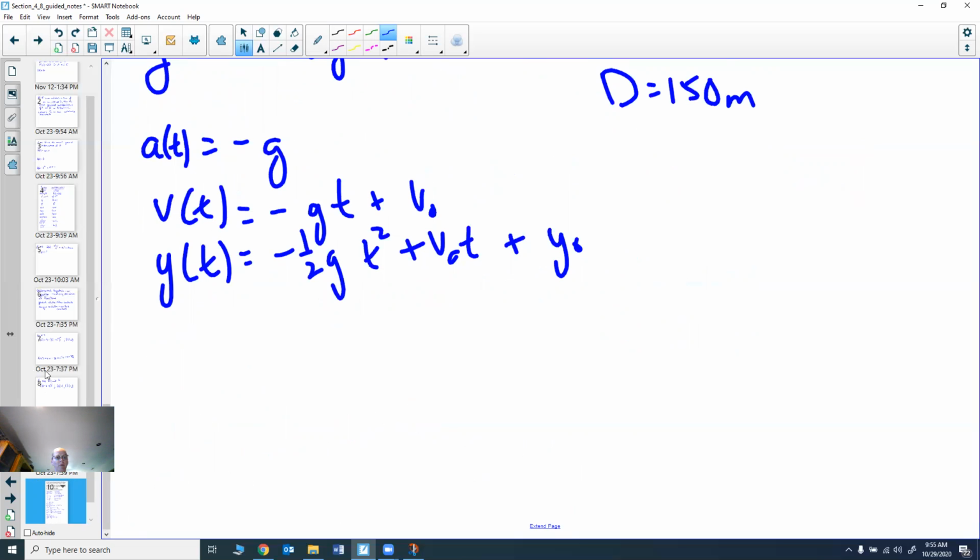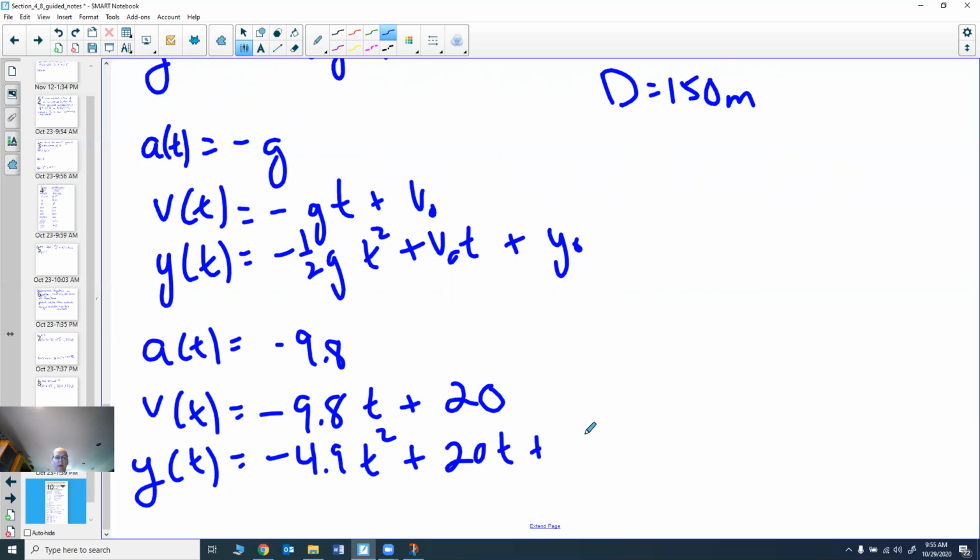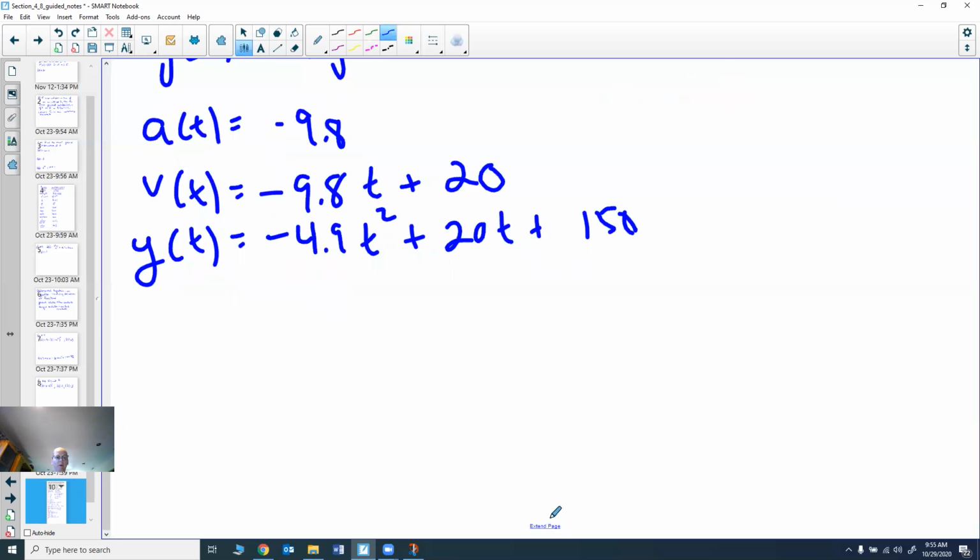Now we're going to go ahead and put in the numbers we have in this case because we want to solve some things. So a of t was equal to minus 9.8, because g, the acceleration due to gravity, is 9.8. V of t is therefore equal to negative 9.8t. V0 was 20, and it's positive because it went up. Y of t was equal to minus 1/2 g, which is negative 4.9 t squared, plus 20t plus 150. So there are my equations for this exact situation.